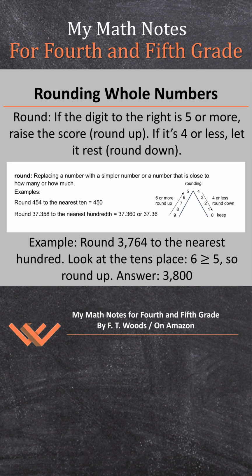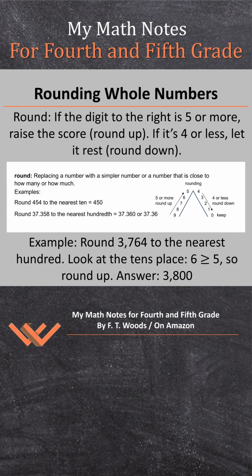Let's continue. Here's what you need to remember when you're rounding numbers. If the digit to the right is 5 or more, raise the score, or round up. If it's 4 or less, let it rest, or round down. Wait a minute, what does that mean? Well, when we're talking about to the right of the number, that means looking at the place values. So if you're rounding to the tens, you have to look at the ones place value, which is to the right.